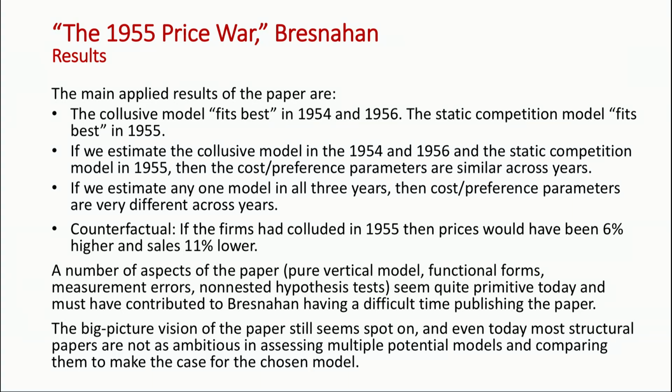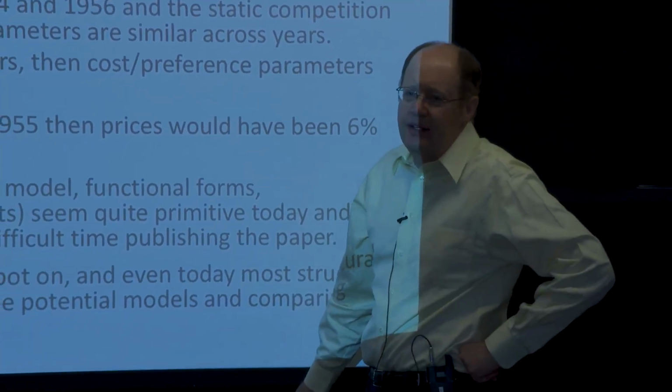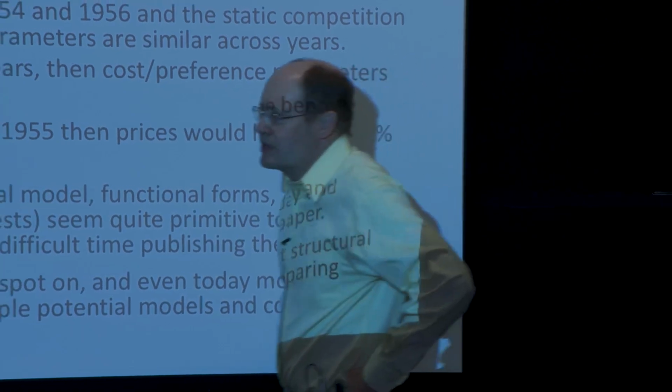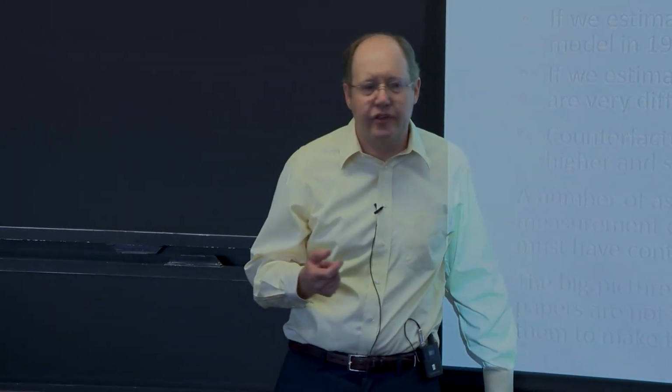Then what's in his counterfactual? The counterfactual he does is, suppose firms had colluded in 1955 instead of engaging in differentiated product competition. And what he finds is that prices would have been 6% higher, and demand would have been 11% lower. So this was a 40% jump in auto sales. His model is not fully explaining it.